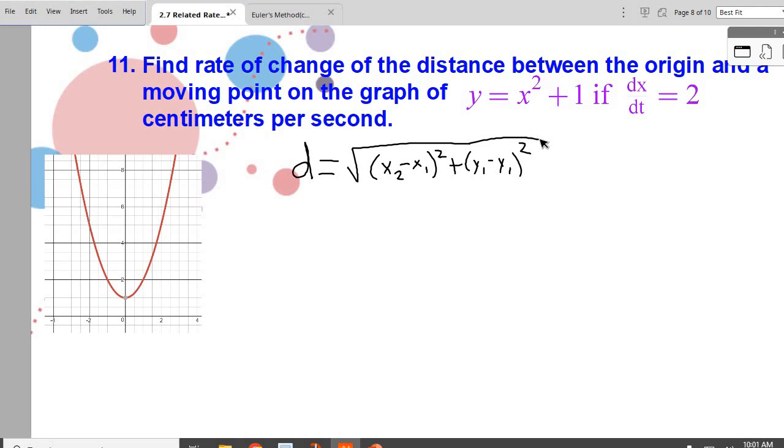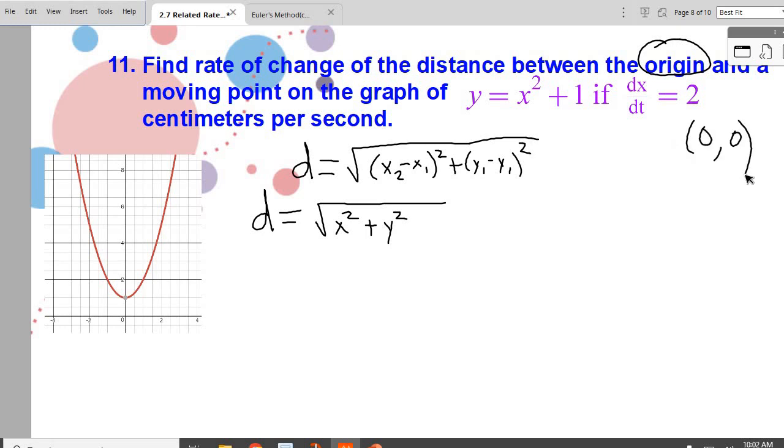But you know what's gonna be nice? What point are we using? 0, 0. That's nice. So I just end up with x squared plus y squared there. Also, what's nice? We're using 0, 0 again, because it says the distance between the origin and the moving point. This point gives me 0, 0. If they gave us 1, 1, then we would be plugging in a 1 and a 1 here. A lot of times it is going to be the origin, just because it ends up washing out a little bit nicer.